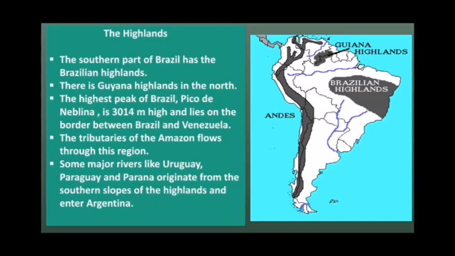A number of rivers take off from the terminal portion of the highlands and flow northwards to meet the Atlantic Ocean. Some major rivers like Uruguay, Paraguay and Parana originate from the southern slopes of the highlands and enter Argentina. Its slopes towards the east are steep and appear in the form of an escarpment.